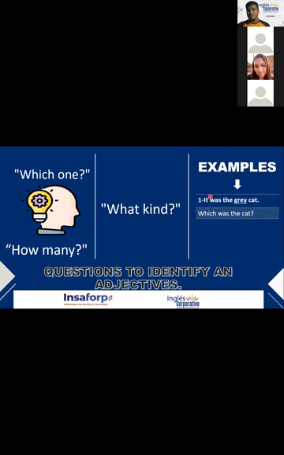If I have the sentence, it was the great cat, how am I going to identify which one is the adjective? Really easy. I am just going to ask one of these three questions, and when I ask one of these three questions, the answer of that question will be the adjective. For example, if I have the sentence, it was the great cat. Which was the cat? The great cat. I don't know if you understand that.